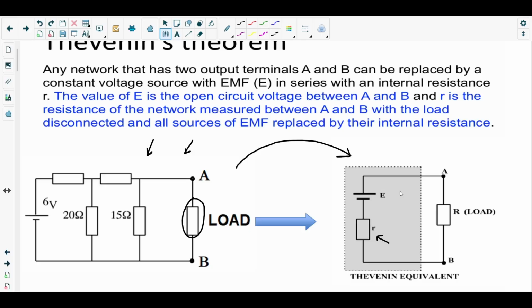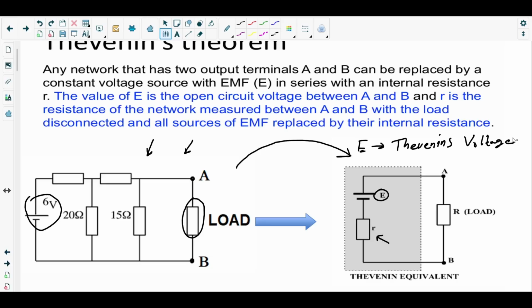Now the question is, what is that internal resistance? Where does it come from? And what's the E here, the EMF source? Is it the same as the 6 volt EMF source? The answer is no. That EMF source E is not similar to the 6 volt source here. This EMF source is called the Thevenin's voltage source. It's called the Thevenin's voltage.